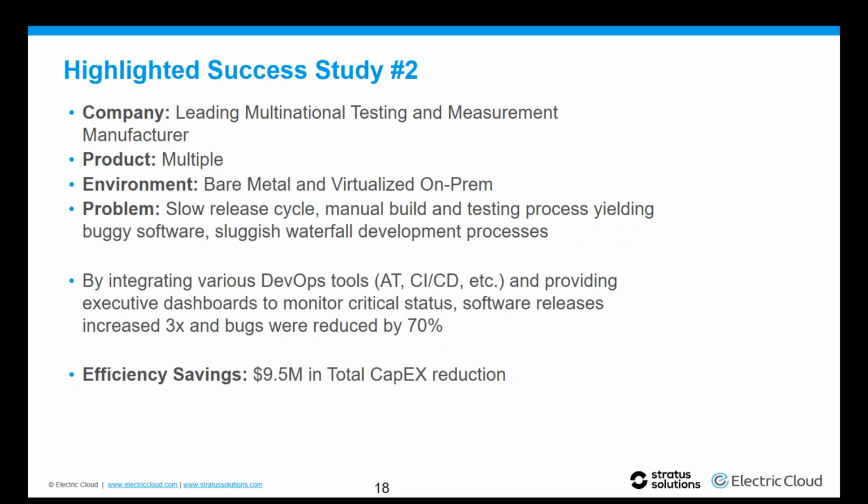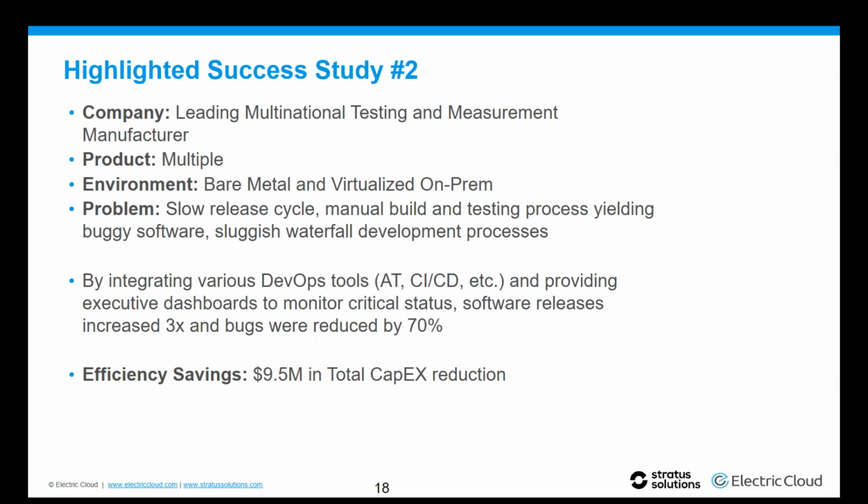Some of the metrics that Sam was talking about before, they were realizing pretty quickly: they've increased their release efficiency by 3 times. More importantly, by implementing some automated testing products, tools, and processes, they were reducing bugs by 70%.